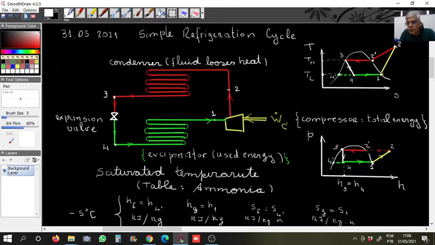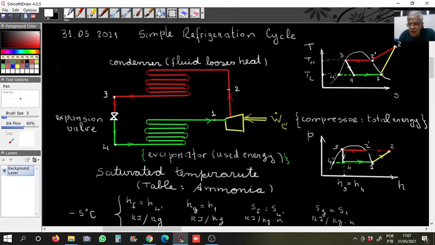Now, 3 and 2 prime, they are saturated. They are in the states here. The states between 3 and 2 prime constitute vapor and liquid. Likewise, from 4 prime to 1. So this is a saturated region, because if you know the temperature at this line over here, 4 prime to 1, the pressure is the same. You find out the pressure, that the temperature and pressure are the same.